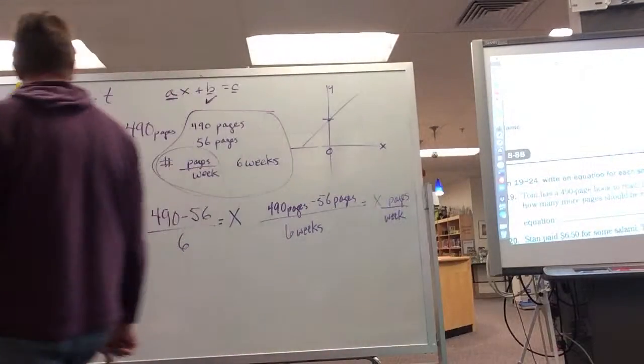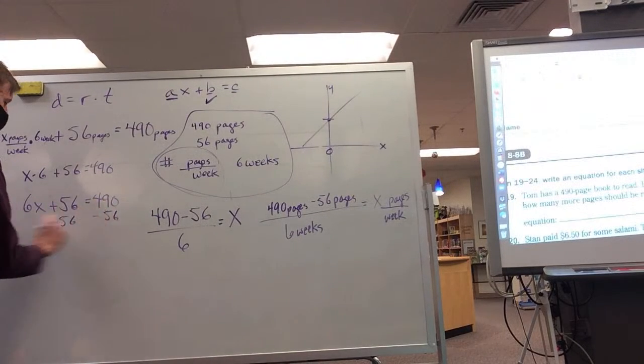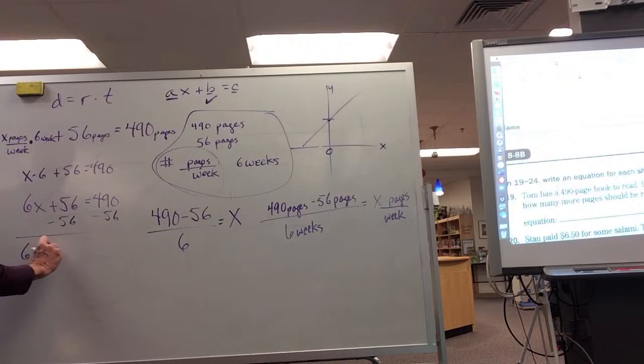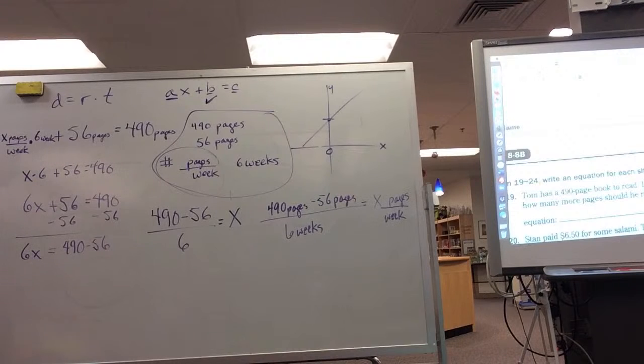Okay. So, let's see here, if I subtract 56, well, look at this. 490 minus 56, I'm not going to subtract yet. Divide by 6, right? Oh, look there. Isn't that the same equation? Yeah. 490 minus 56 divided by 6. Same. And that's good that you see it that way.